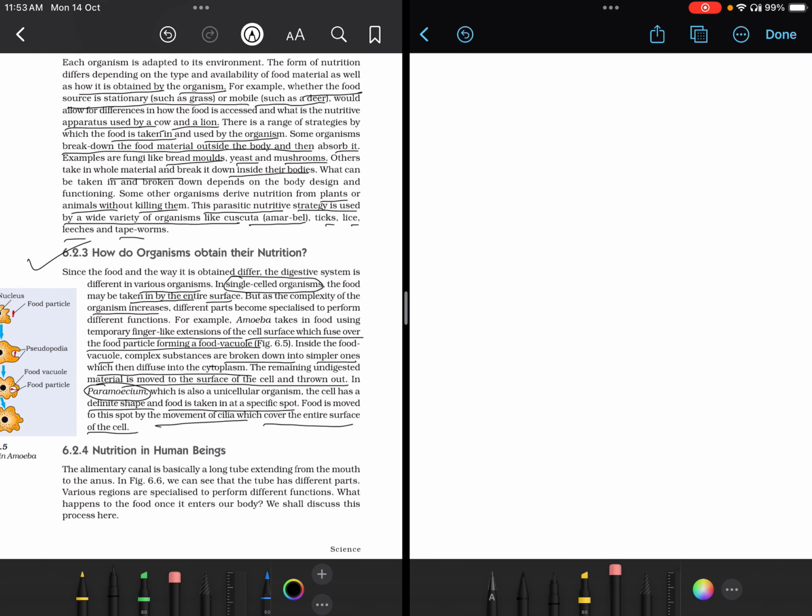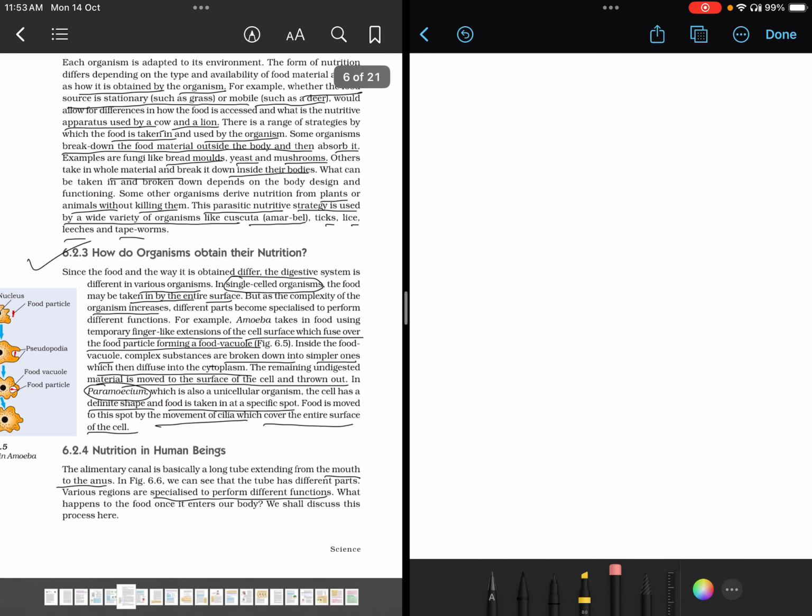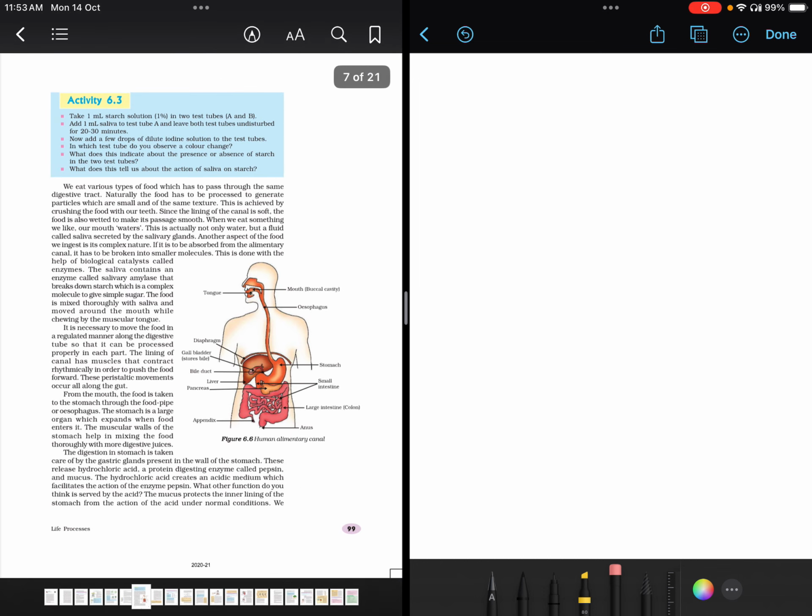Now, nutrition in human beings. The alimentary canal is basically a long tube extending from the mouth to the anus. We can see that the tube has different parts, and various regions are specialized to perform different functions. Okay, coming to the next page.